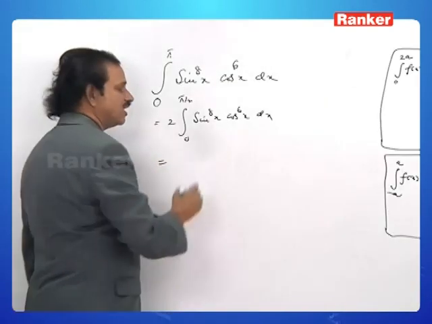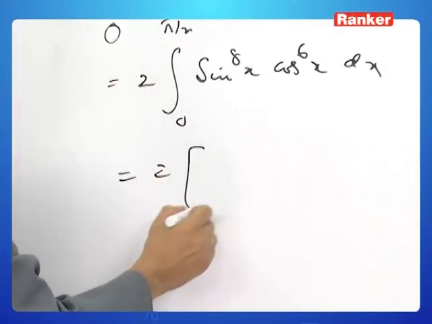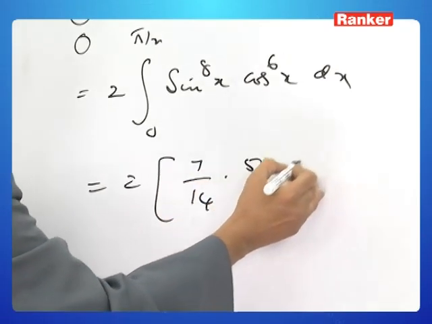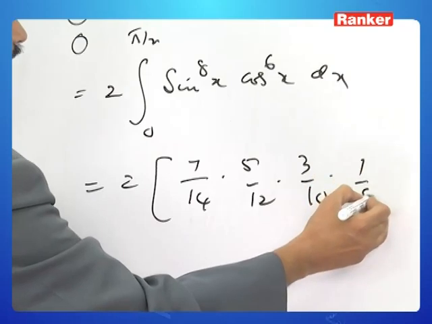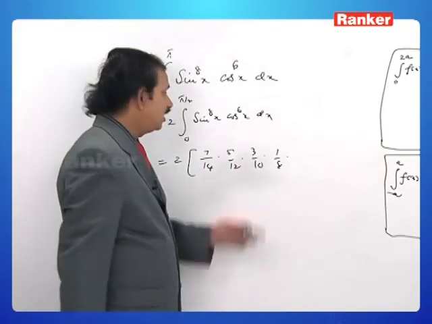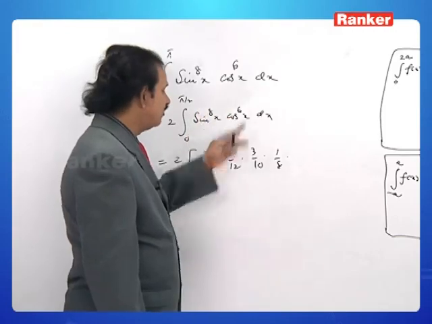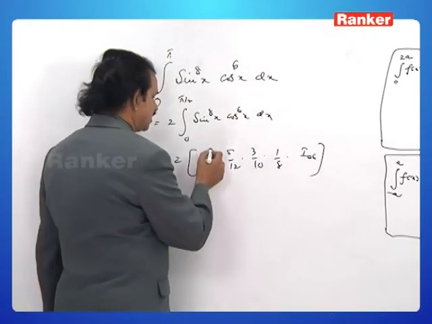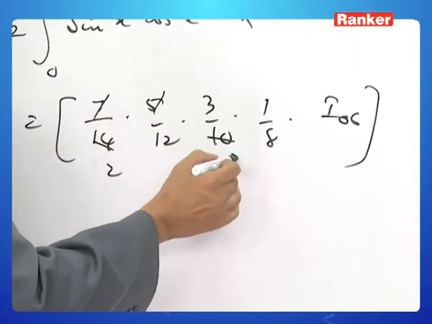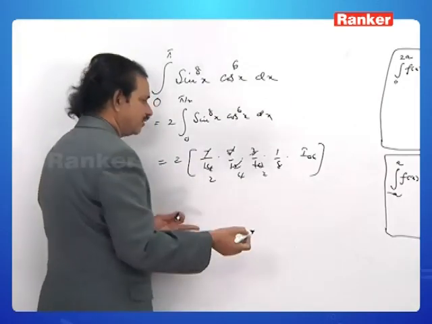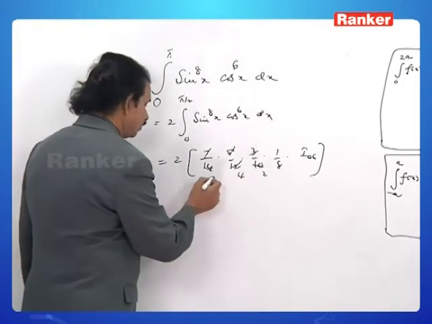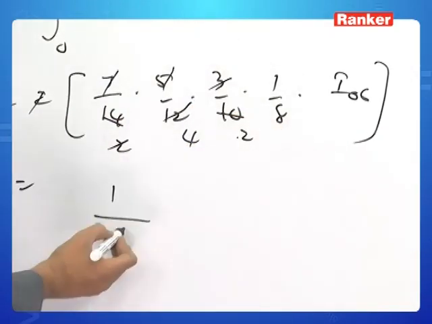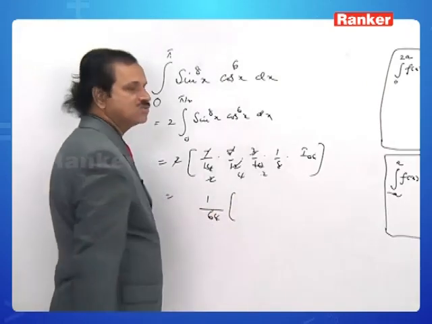This is in the standard form. You can apply the formula. What is that? m minus 1, 7 by 14 into 5 by 12 into 3 by 10 into 1 by 8 into I06, since m is even. Okay, 7 goes 2 times, 5 goes 2 times, 3 goes 4 times. Any more cancellations? No more cancellations. 2 and 2 will go away. So this is 1 by 4, 2s are 8, 8 8s are 64, into I06.